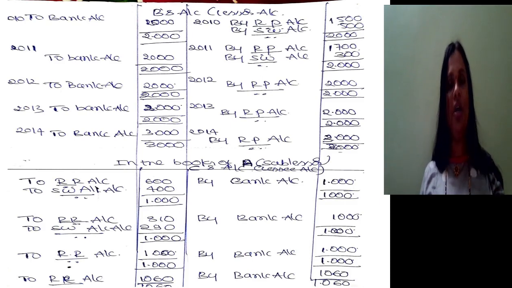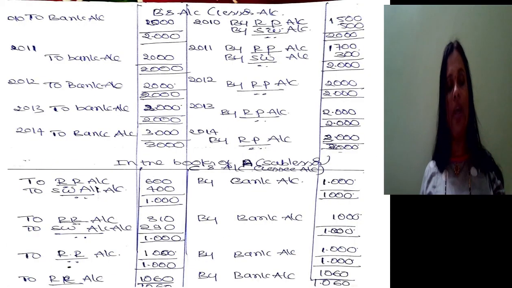Now in the last year, what is the situation? Royalty is more than the minimum rent, but the excess is not used to recoup short working, because the right to recoupment is over. So the due entry is royalty payable account debit to B's account 3000.